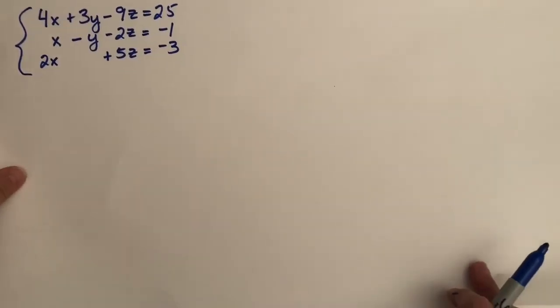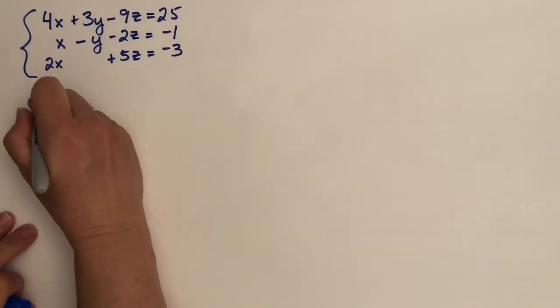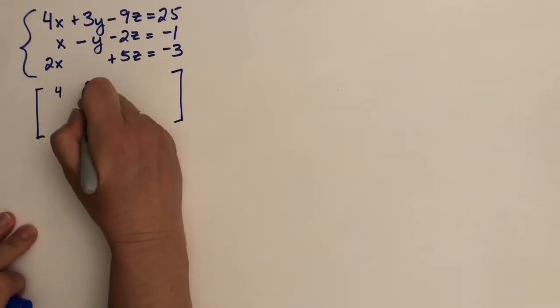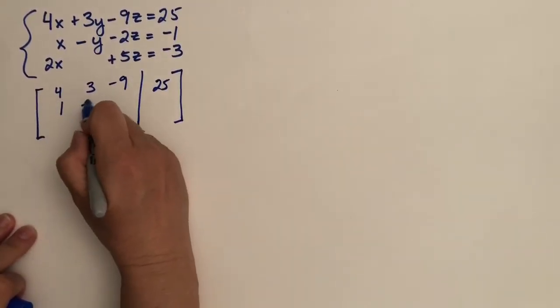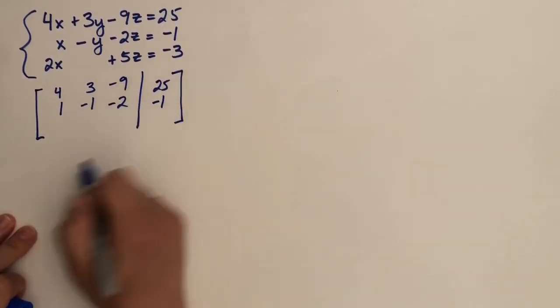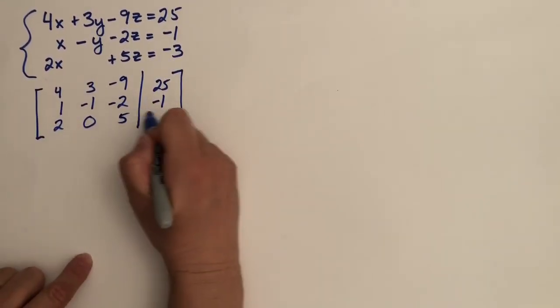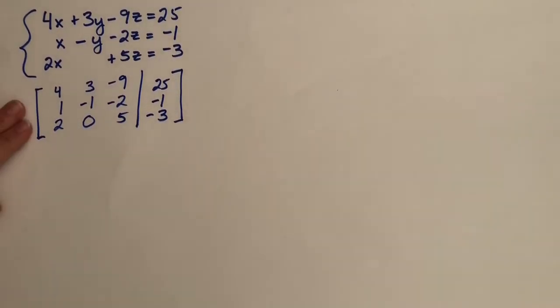So here is our 3 by 3 system. And at each step, see if you can think about what elementary row operation you would choose to do as we move through this problem. So we start with our matrix. So we have 4, 3, -9, 25, 1, -1, -2, -1, and 2, 0. Notice there was no y here. 5, -3. So here's our augmented matrix.